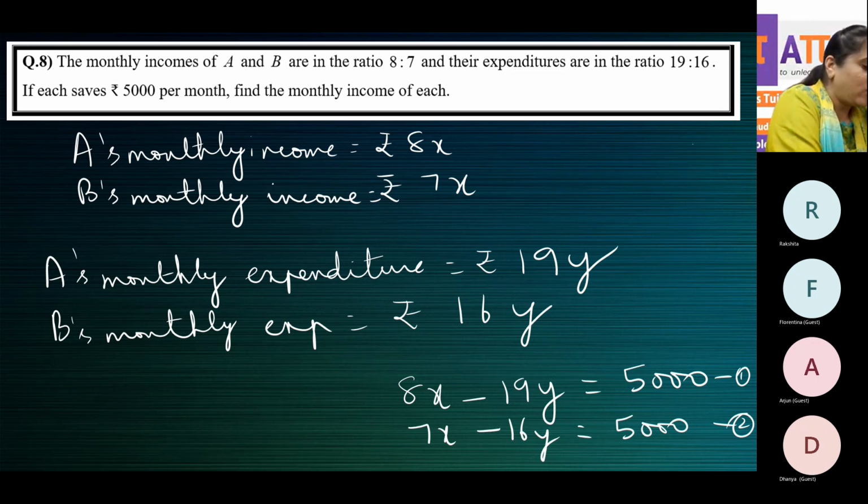Now what next? The coefficients of 4x are equal. But you can't cancel, because 4x and 4x is 8x. So we should change the signs, plus and minus. Now 4x minus 4x is 0. Now 4y minus 5y is how much? Minus y is equal to 200 minus 225. Minus 25.